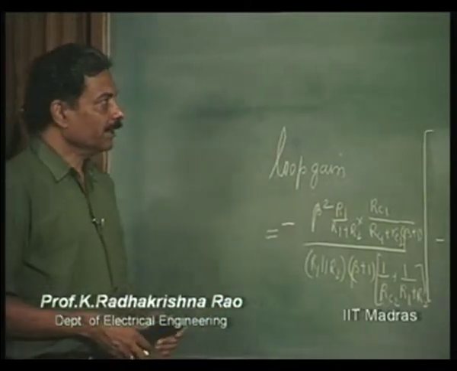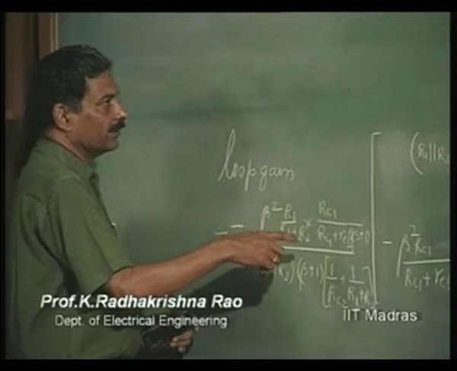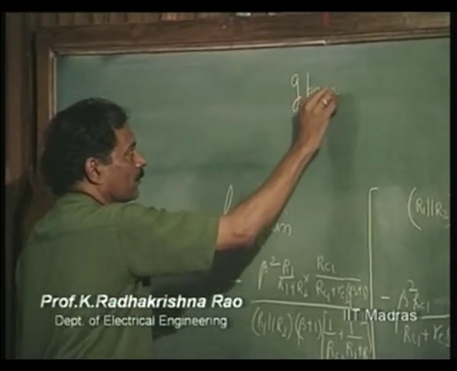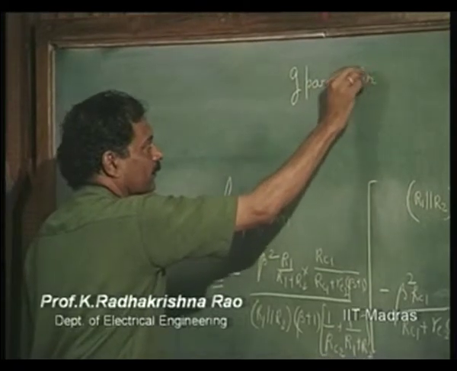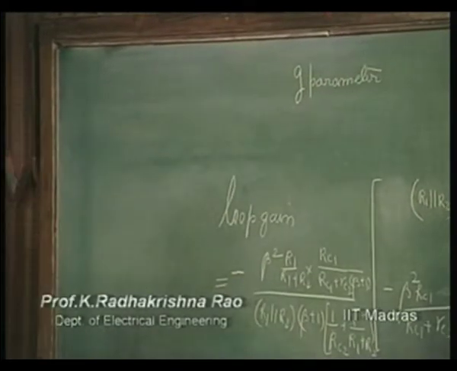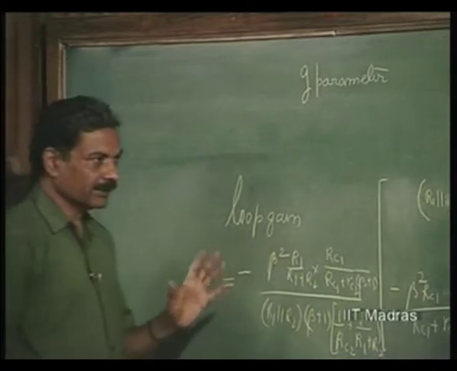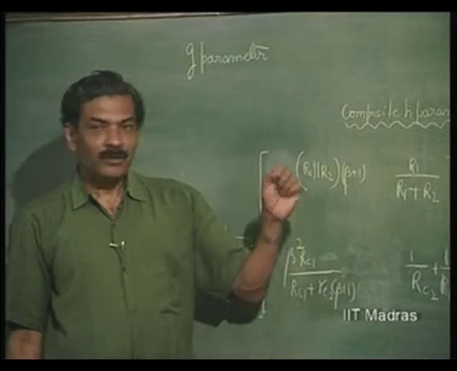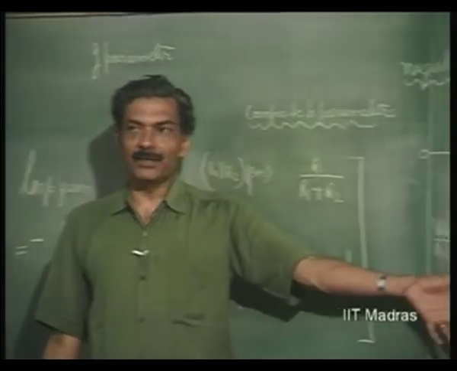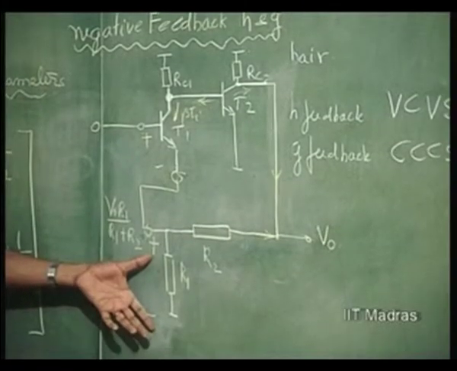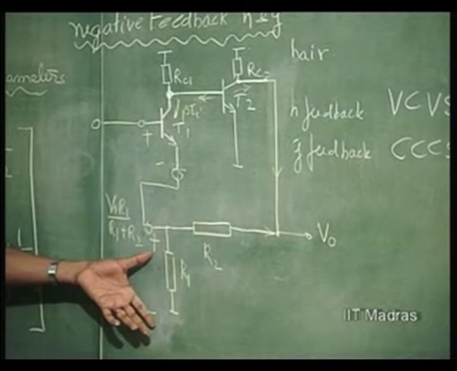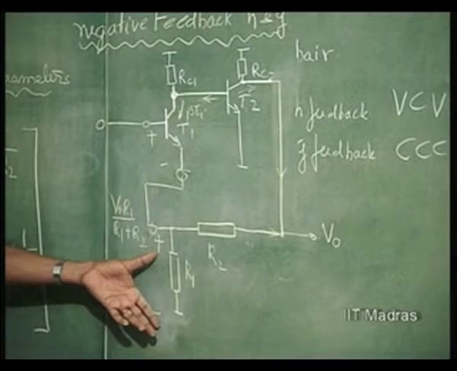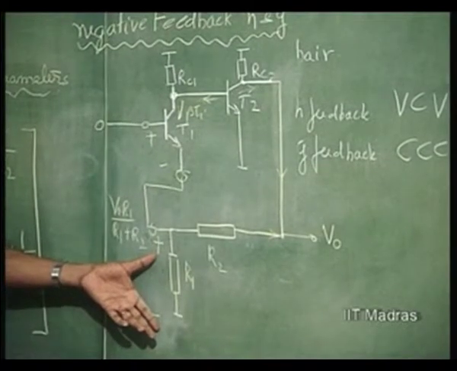Now, obviously, the parameter of interest will be the G parameter of the structure, and in the G parameter we can establish that the forward transfer voltage gain has to be determined by only the passive network. The feedback factor is R1 by R1 plus R2, and the gain has to be 1 over the feedback factor. That is what we have established if the loop gain is very high compared to 1.